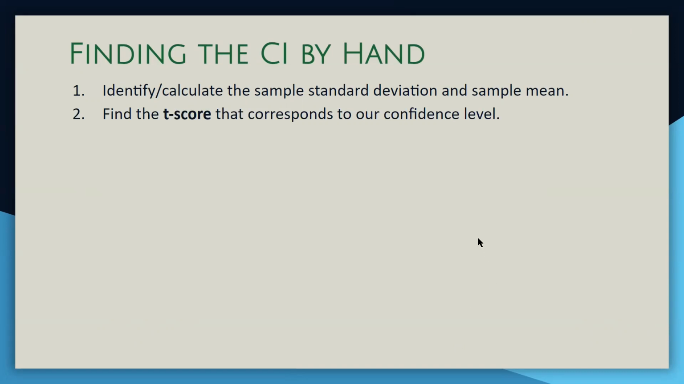For step 2, we're going to find the t-score that corresponds to our confidence level. And we talked about that in the last video. So when you're missing sigma, it's a t-score and not a z-score.